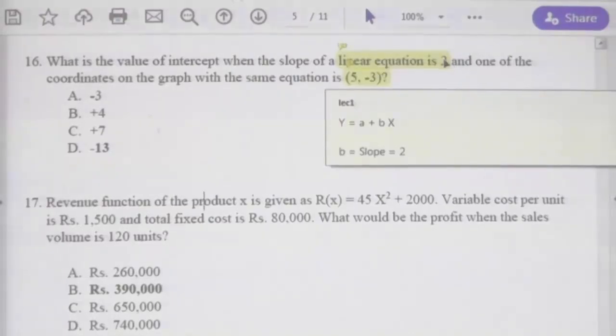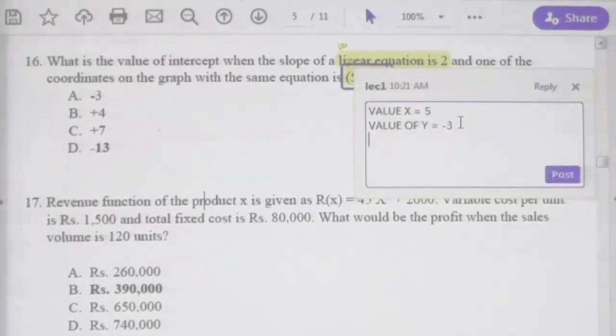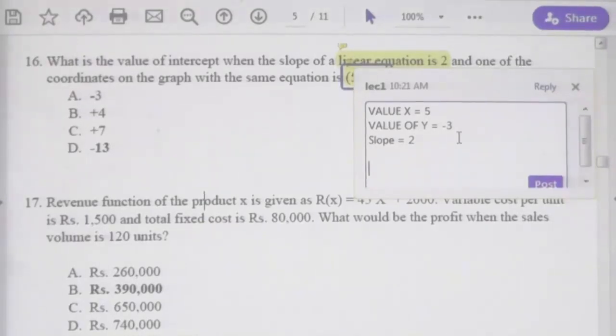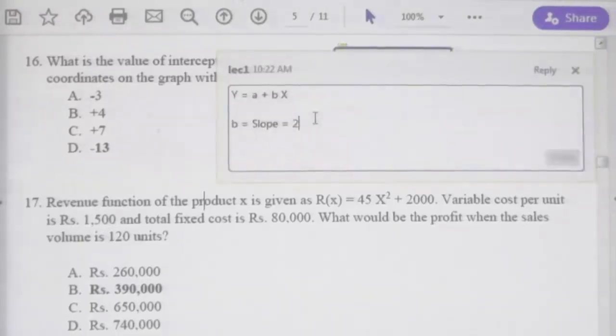Here they have mentioned the slope is equal to 2. Now you have the y value and x value, and you know the slope. All these three values you have, therefore you can develop your formula. Let us copy this here and take into this, because we have the formula here.